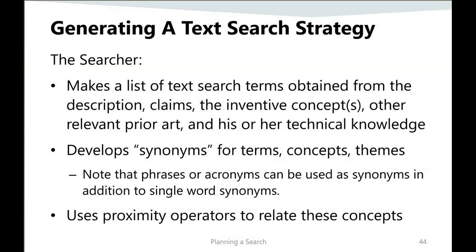Once the list of text search terms has been made, then the searcher should add synonyms, related phrases, and searchable acronyms to the list. Then, the searcher should consider which proximity operators should be used with which terms, and what level of proximity might be appropriate. The searcher should not worry about getting it perfect at this stage, as searching is an iterative process. This is basically a search outline.